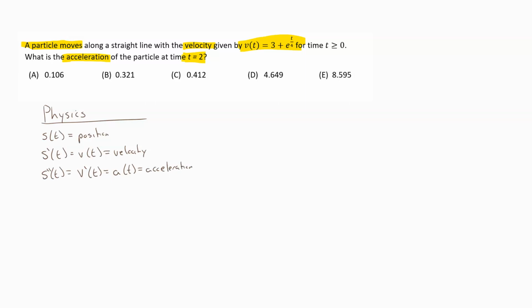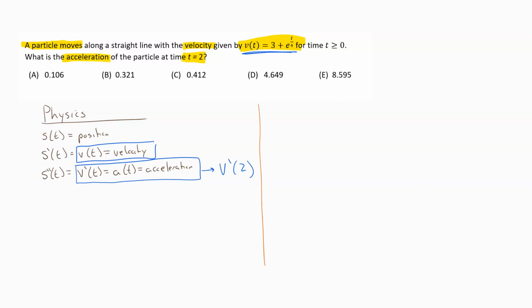And so what you want to do is make the connection between velocity and acceleration. So we have a velocity equation right here, and then the derivative of velocity is equal to acceleration. So what we're really being asked is, what is v prime of 2? You could absolutely do this by hand, but we want to learn how to use the calculator to do these problems real quick and easy.